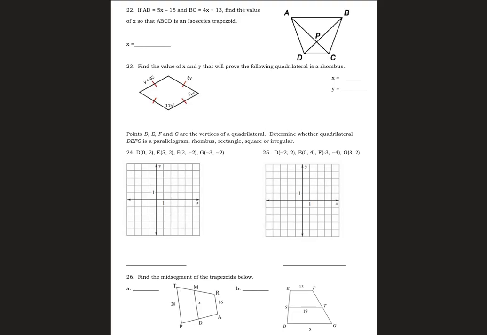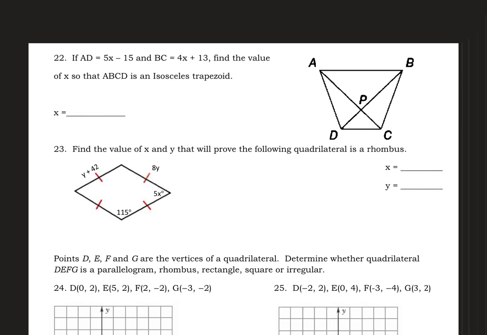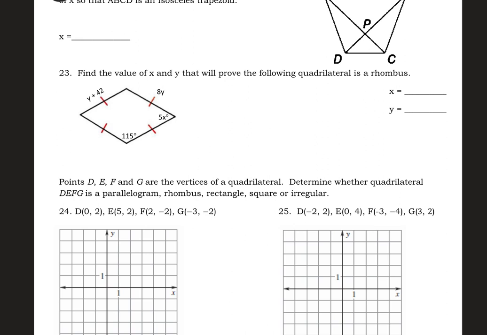All right. So number 22 is identical to the one I just did. So I'm going to let you guys do 22. Let's come down to 23. It says find the value of X and Y that will prove the following quadrilaterals are rhombus. So we're going to go ahead and solve for Y. If you notice, these two are marked the same. So we're going to go ahead and set them equal.